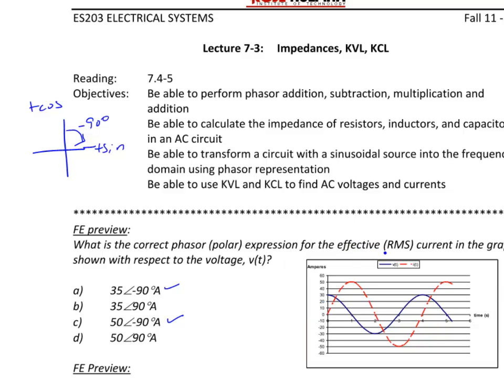Since this asks for the effective or RMS current, that's not going to be 50. Why? Because the effective value, or V RMS, is the magnitude divided by the square root of 2. So 50 divided by the square root of 2 is approximately 35. So the answer would be letter A.